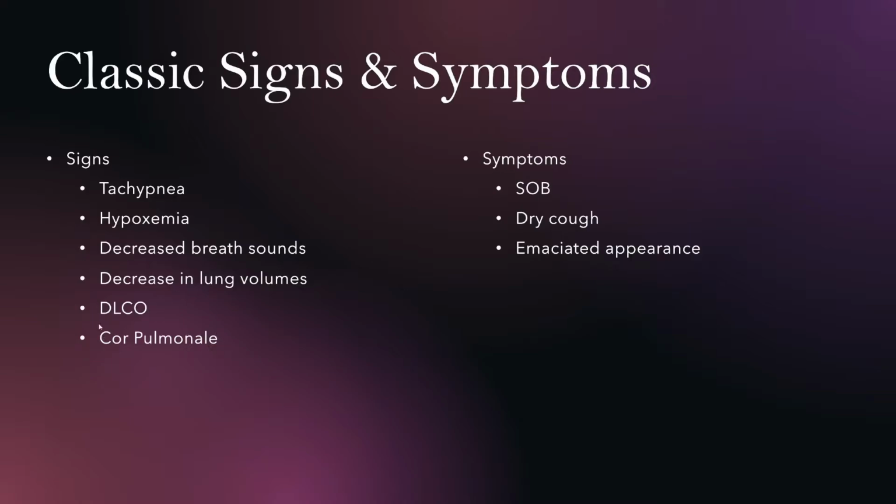Another common sign is cor pulmonale. This is a type of right-sided heart failure characterized by pulmonary hypertension and expansion of the right ventricle. Some common symptoms include shortness of breath, a dry cough, and an emaciated appearance.